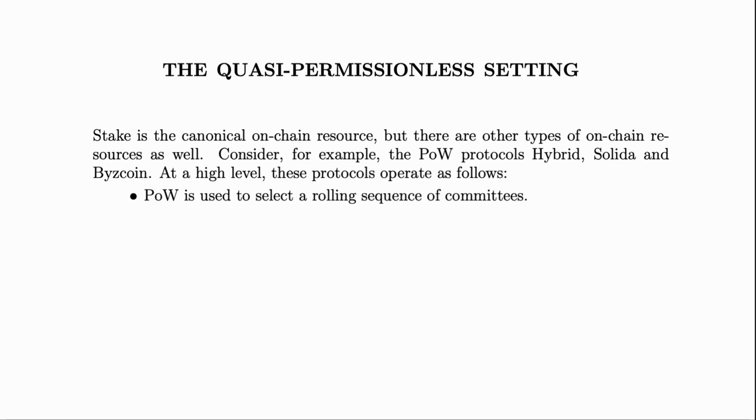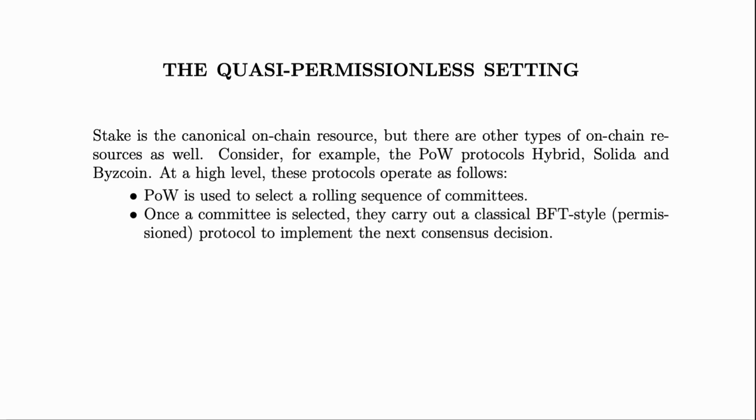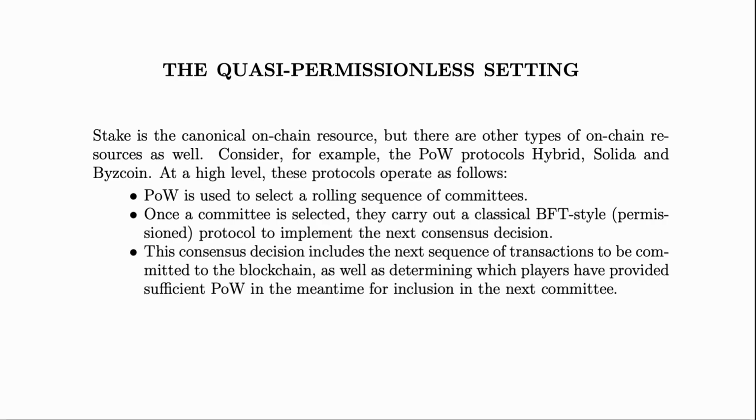So basically, the idea is as follows: a proof of work is used to select a rolling sequence of committees. Okay, once a committee is selected, they then just carry out a classical BFT style permissioned protocol to implement the next consensus decision. Okay, we've just got a fixed set of participants there, the committee, right? They can then just carry out a classical permissioned protocol amongst themselves. Right, they do that in order to implement the next consensus decision.